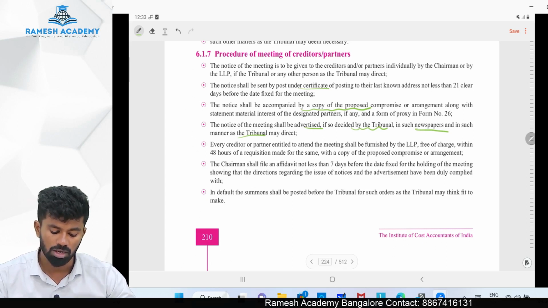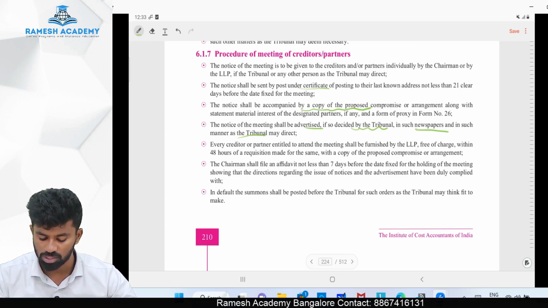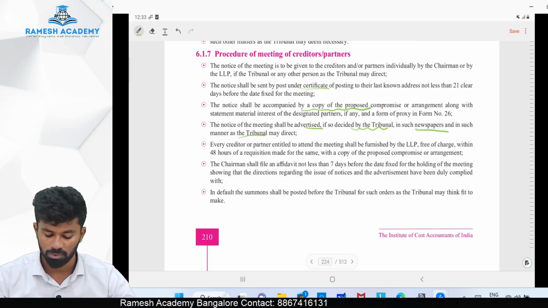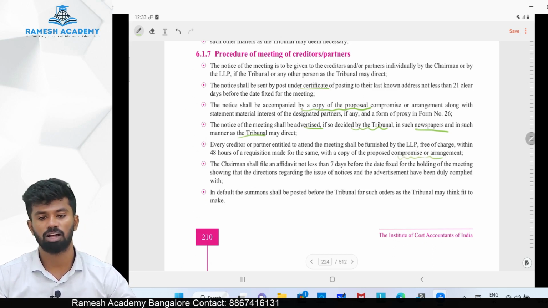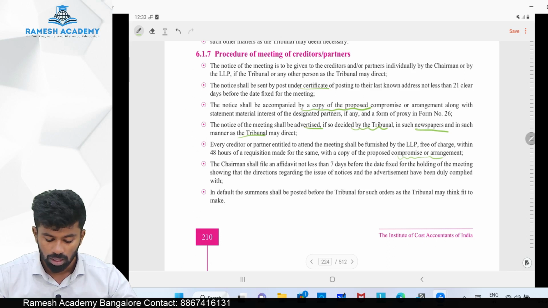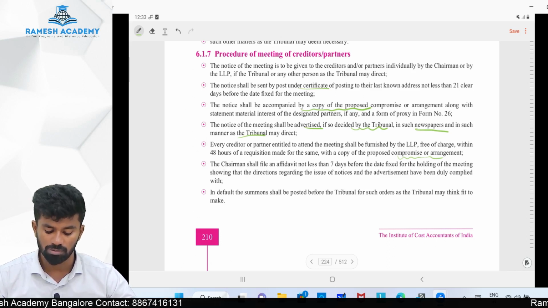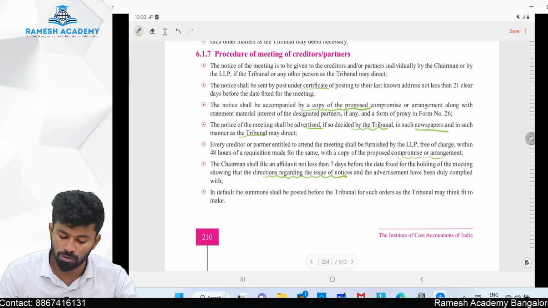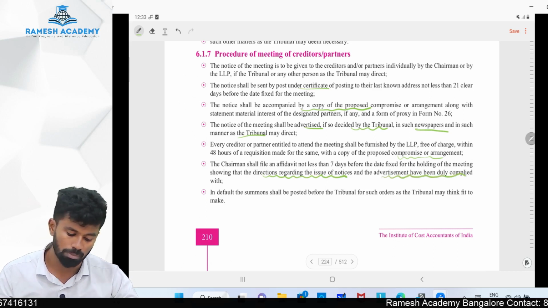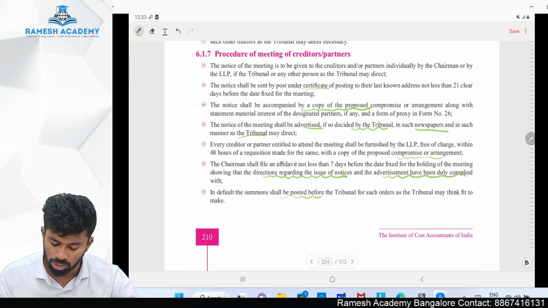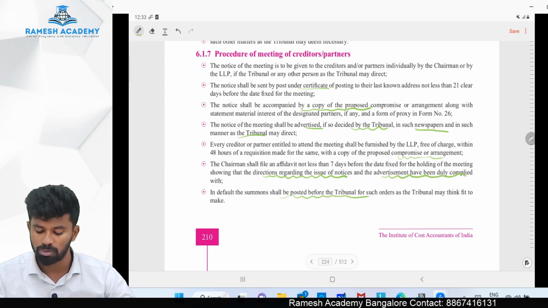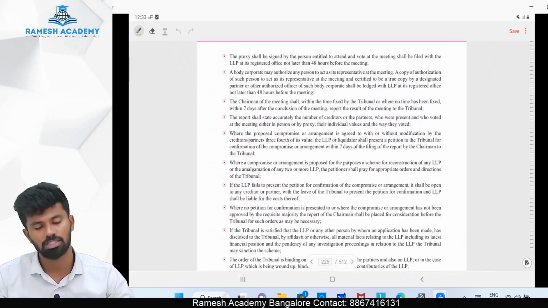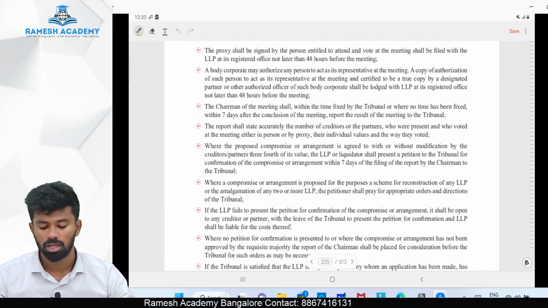Every creditor or partner entitled to attend the meeting shall be furnished by the LLP, free of charge within 48 hours of the requisition made for the same, with a copy of the proposed compromise or arrangement. If they ask for the copy, it has to be provided. The chairman shall file an affidavit not less than 7 days before the date fixed for the meeting, showing that the directions regarding the issue of notices and advertisement have been duly complied with. If there is a default, the summons shall be posted before the tribunal for such orders as the tribunal may think fit to make. So, whenever there is a proposal for compromise or arrangement, that has to be placed before the NCLT.